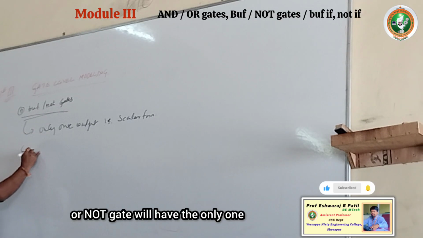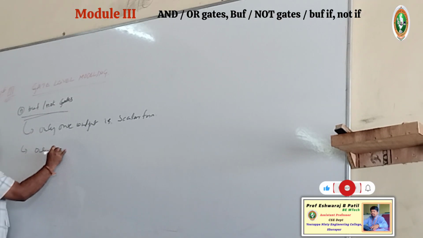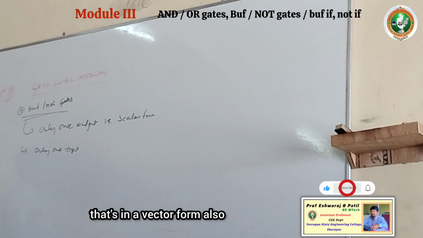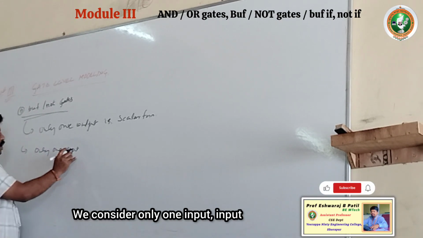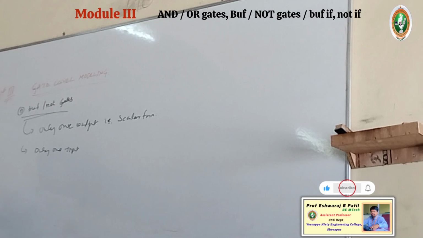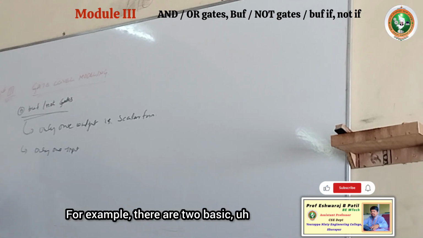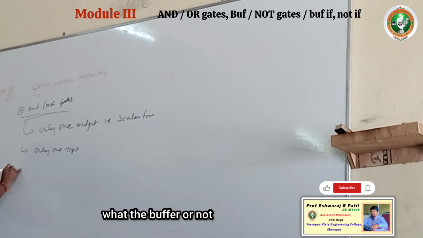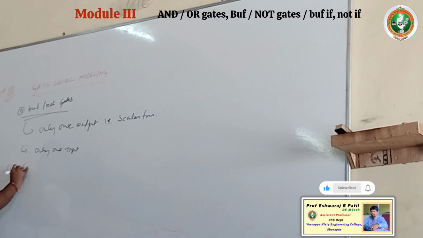Buffer and NOT gate will have only one input. That's not in the scalar form, that's a vector form also. We consider only one input. For example, there are two basic buffer and NOT gate primitives provided. First one is the buffer, second one is the NOT gate.